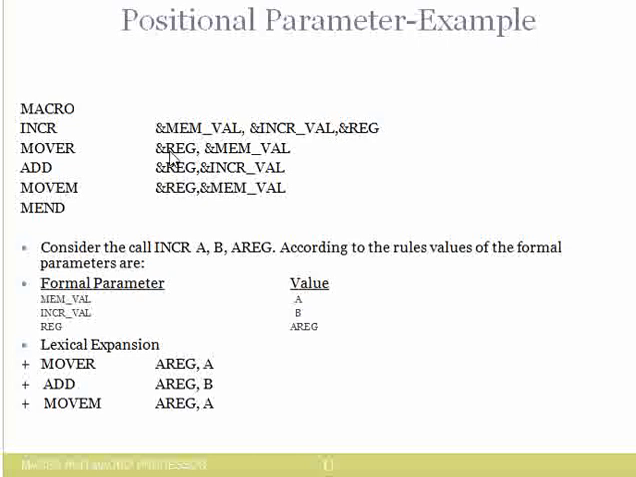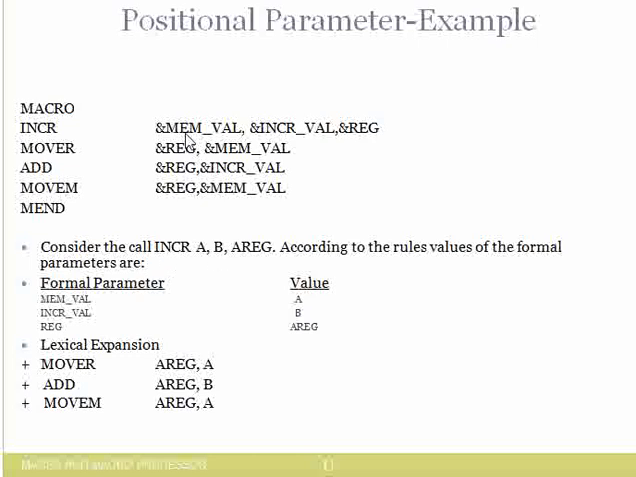Okay, how do we write, or what is the syntax for a positional parameter? We have to write an ampersand followed by the parameter name. The name of the parameter can be a choice of the user. Now these are formal parameters that appear in our prototype statements, and they will be given actual values during expansion. So a macro call leads to a macro expansion.